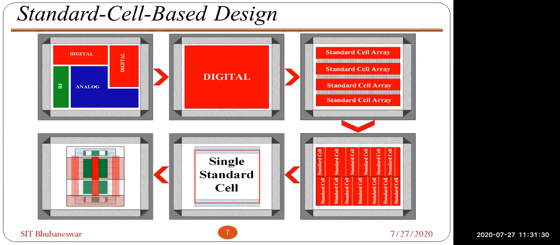Inside the chip, different blocks are there. Suppose, for example, a multiplier, or a PLL, or an ADC. These are the blocks inside the chip. But for digital we use the standard cells. The red one, this is digital. So again the digital is divided into arrays of standard cells.